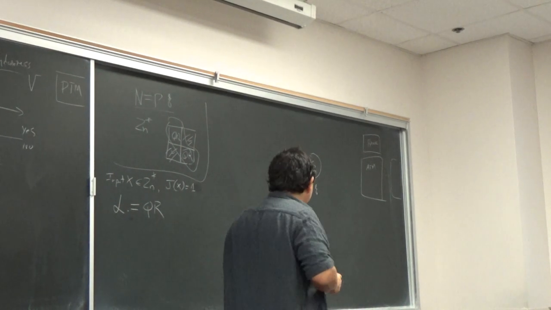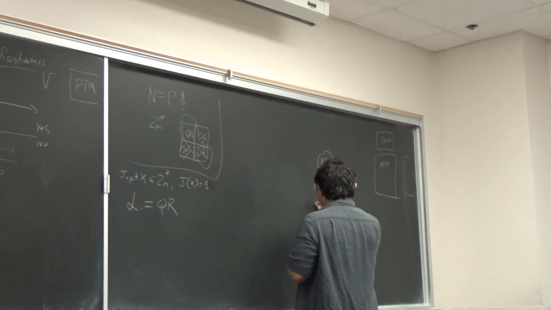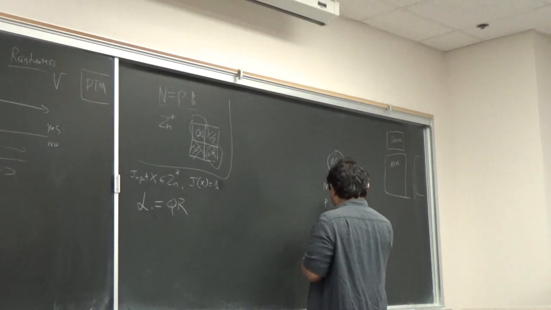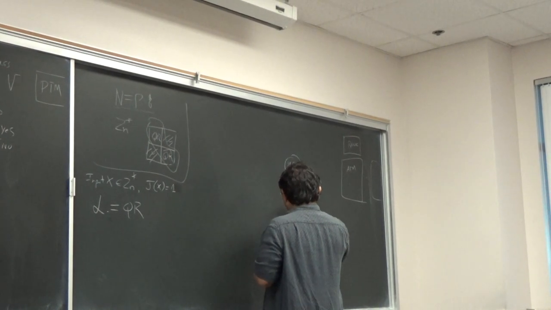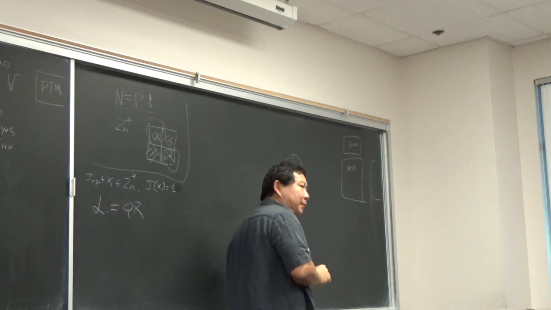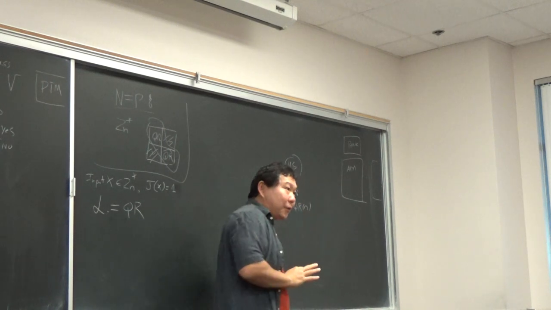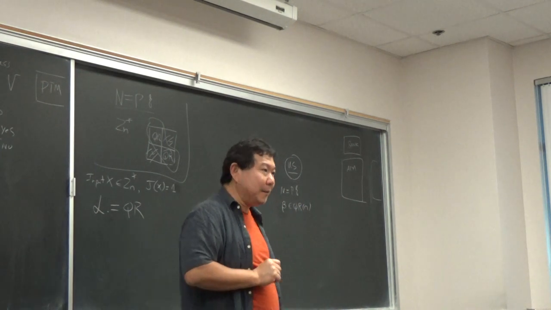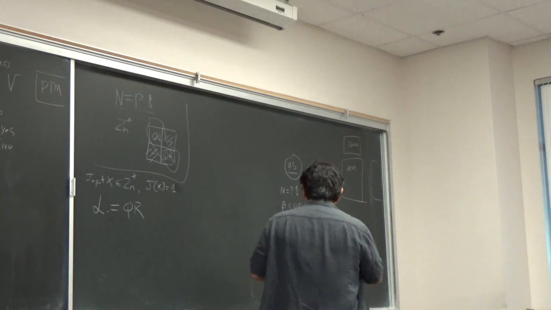Okay. Then it will choose a password. So let me call this password beta. So we have a password beta that belongs to QR. Okay. So intuitively, what is the password of beta?